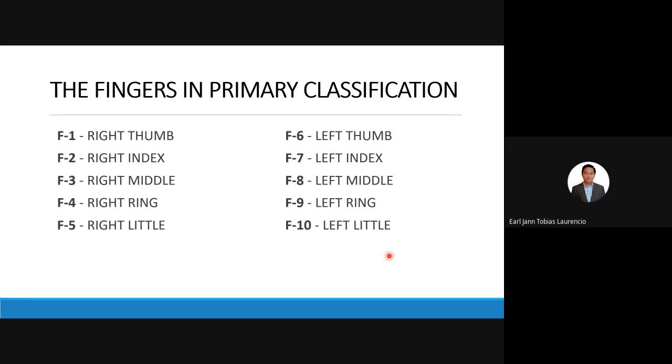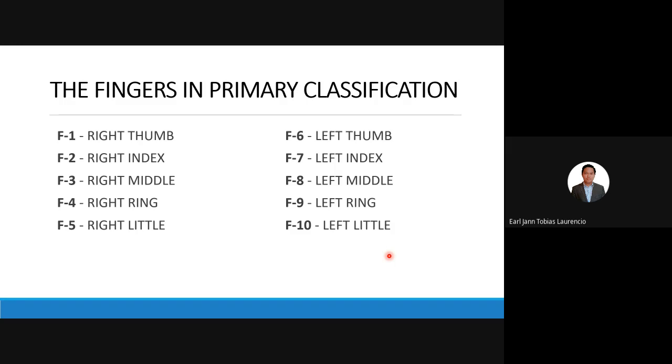Okay? So finger number 1 is your right thumb, followed by finger number 2, which is your right index finger. Finger number 3 is your right middle finger. Finger 4 is your right ring. Finger 5 is your right little finger. Finger 6 is the left thumb. 7 is your left index finger. Finger number 8 is your left middle finger. Finger number 9 is your left ring. And the last finger, finger number 10, is your left little finger. Very easy to understand. Okay? Those are the assigned numbers to all of your 10 fingers.